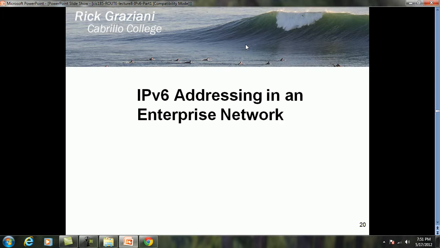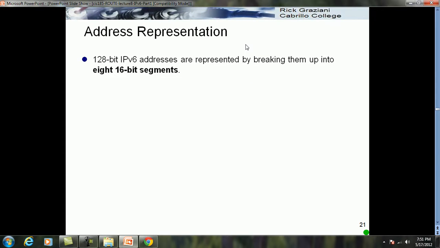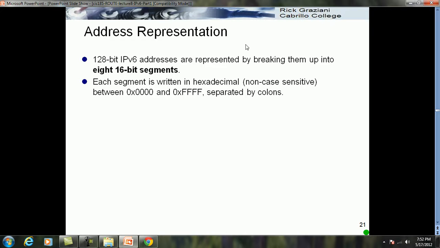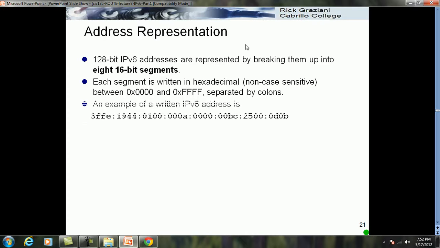Now the addressing in an enterprise network in IPv6: it's a 128-bit address space. They are broken up not into octets, but into blocks. Each block is a 16-bit segment. Like this, there are 8 blocks, 8 16-bit segments. You can call them segments, or some say blocks. Each segment is written in hexadecimal, with values from 0000 to FFFF, separated by colons. You know the decimal, binary, hexadecimal concept. So here is an example of an IPv6 address: 3FFE:9194. In hexadecimal, segment 1, 2, 3, 4, 5, 6, 7, 8, each of 16 bits, total 128 bits. Doesn't it look tough to remember this address?